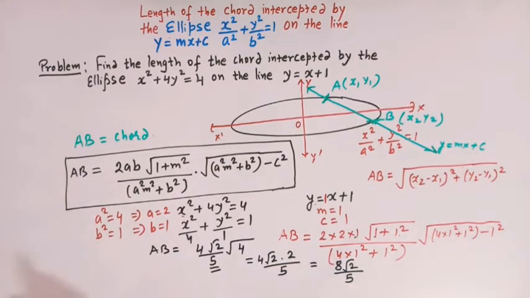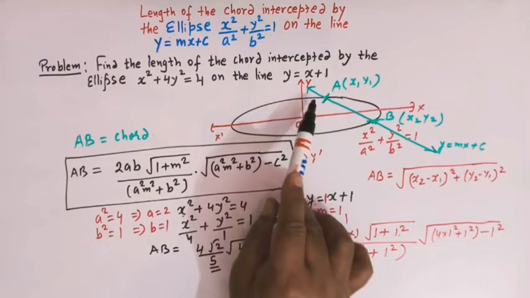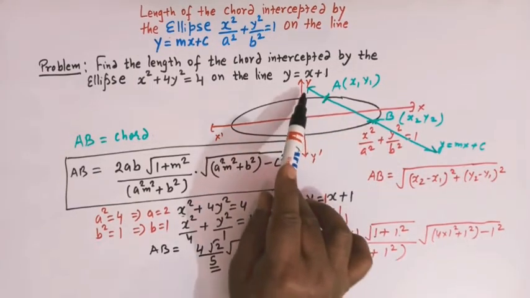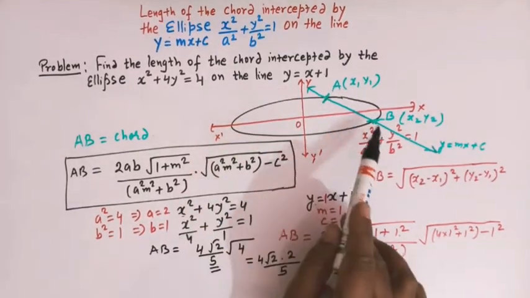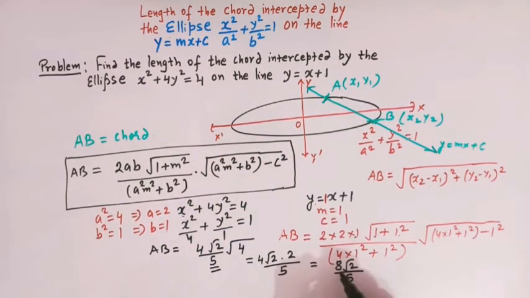So viewers, the length of the intercept made by this line on this ellipse is 8 root 2 over 5 units. So this is how we find the length of the chord.